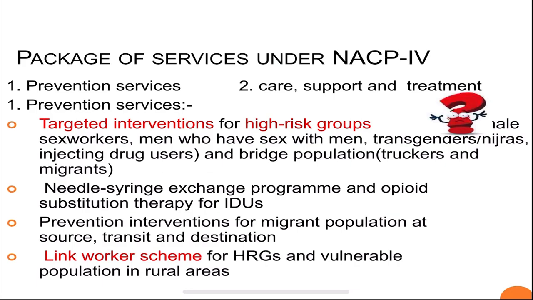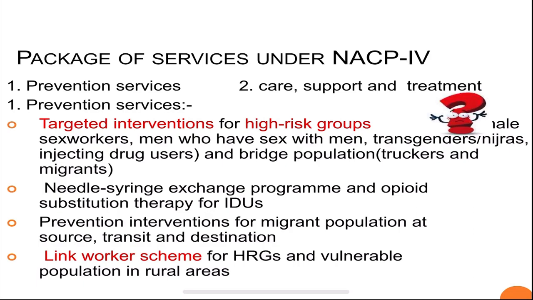The package of services provided under the National AIDS Control Program 4 includes prevention services, care, support, and treatment. First is prevention, to prevent the disease. In the second place, in case the disease has occurred, give proper care, support, and treatment. First prompt treatment; care and support are very important.